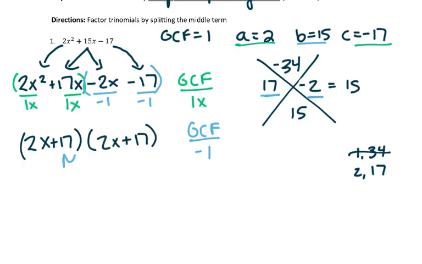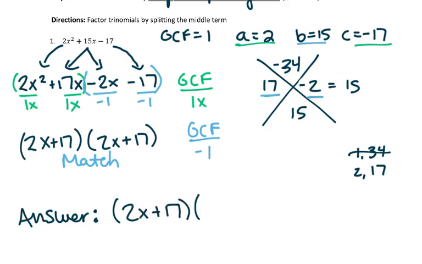So remember, these are supposed to match. If they match, then we've done it correctly, and that means we can write our answer. So the answer for this problem is going to be the matching set, 2x plus 17, and then you're going to take your GCFs, so these, or you can look here, this. And that's going to create your second factor, 1x minus 1.